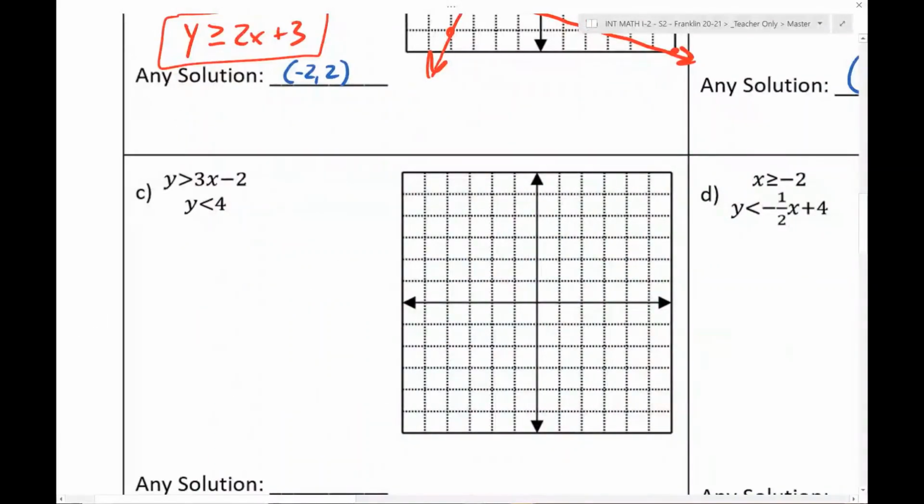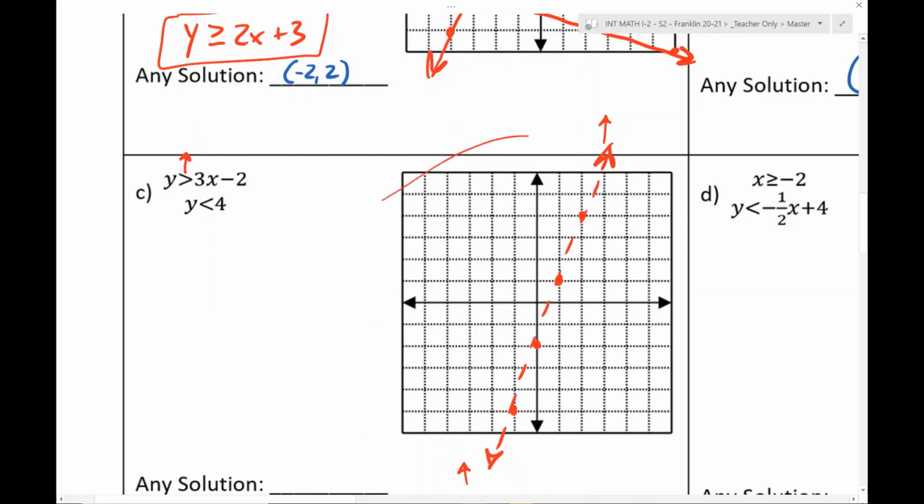Y is greater than 3x minus 2, and y is less than 4. So that first one, greater than 3x minus 2, start at negative 2. Going to go up 3 over 1, down 3 left 1. It is a dotted line because it doesn't have the equal to bar. And because it's greater than, we're going to be shading above. So again, somewhere here will be our shaded region over on this side.